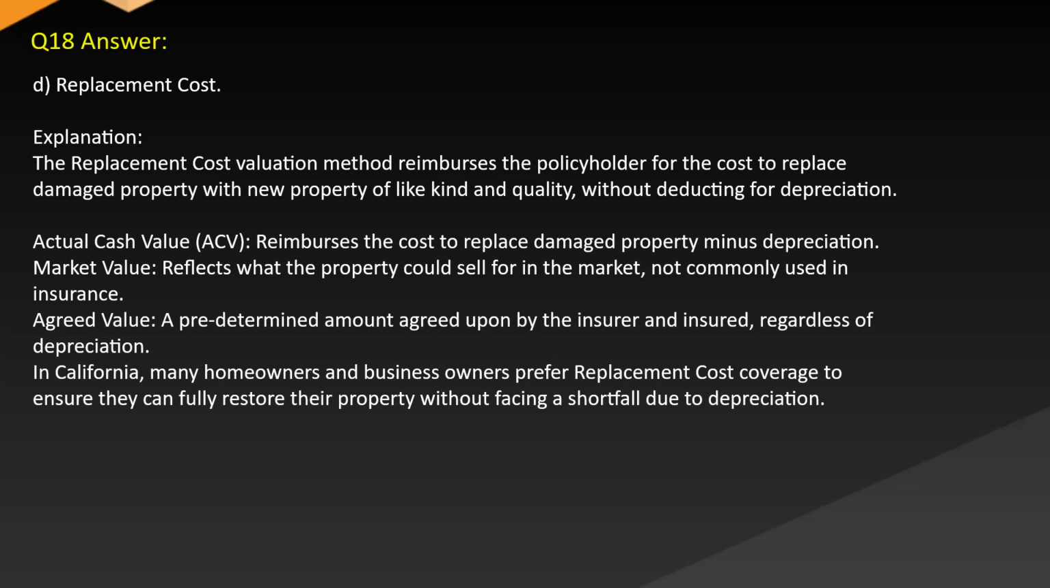Answer: D. Replacement cost. Explanation: the replacement cost valuation method reimburses the policyholder for the cost to replace damaged property with new property of like kind and quality without deducting for depreciation. Actual cash value (ACV) reimburses the cost to replace damaged property minus depreciation. Market value reflects what the property could sell for in the market, not commonly used in insurance. Agreed value is a predetermined amount agreed upon by the insurer and insured, regardless of depreciation. In California, many homeowners and business owners prefer replacement cost coverage to ensure they can fully restore their property without facing a shortfall due to depreciation.